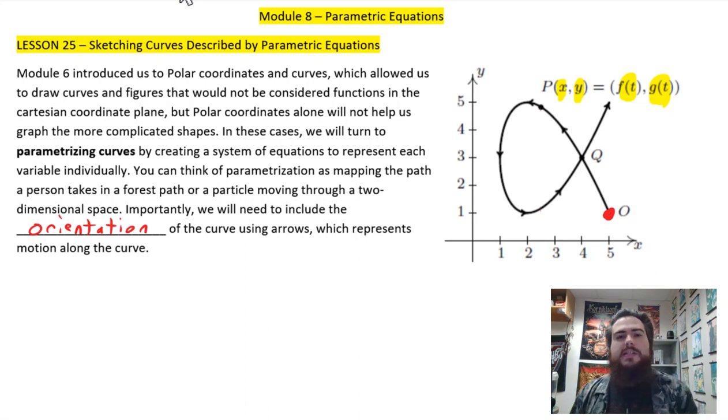But that's what we're going to see in Lesson 25. Rearranging x and y in terms of functions of t instead, and trying to graph the parametric function of x and y in terms of t to create a Cartesian curve.